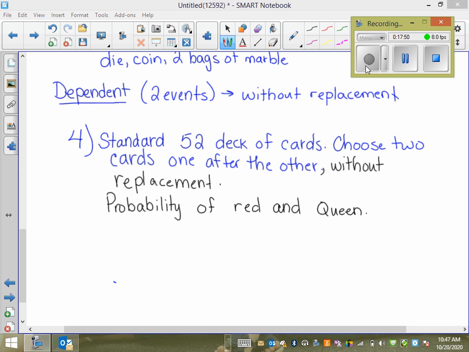I'm going to go over the example. I can start with the same type of question, but it makes you do it differently. So we have to pick out one card and then another. So it's using and, so it's independent or dependent, right? Means we're going to have to multiply. Without replacement means we take off one card. So red would be 26 out of 52. And how many queens are there? Four out of 51. This is the difference.